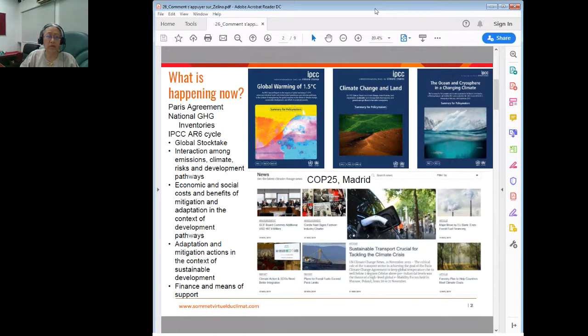So among the items in the Paris Agreement, you can see on the listing leading towards the global stock take in 2020 in the next 5-year monitor of what is happening. The main topics are the interaction among the emissions, climate risk, and the development pathways, mitigation and adaptation related to development, as well as sustainable development. And another very important aspect is finance and the means of support for all of these actions.